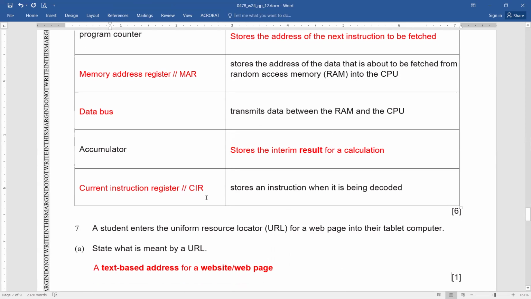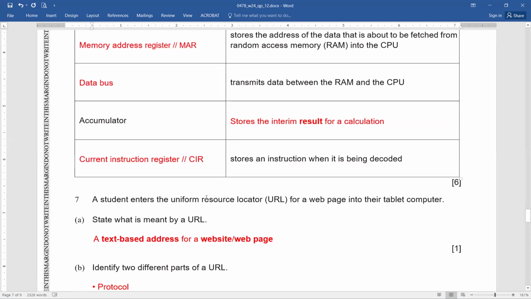Question number 7. A student enters the Uniform Resource Locator URL for a web page into their tablet computer. State what is meant by a URL. You can simply say a text-based address for a website or a text-based address for a web page. That will give you 1 out of 1.